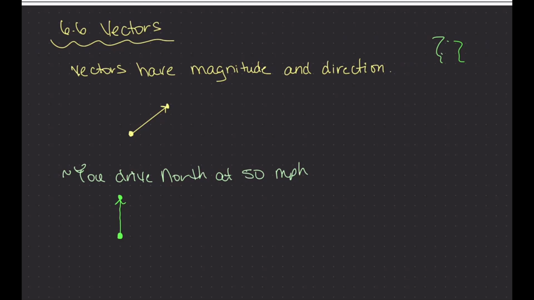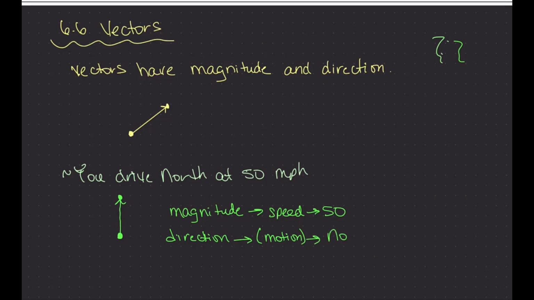So this is an example of a vector. It has a magnitude and a direction. My magnitude is kind of like, how did I get there? I got there by speed, so my magnitude in this one is based on speed. My magnitude would be 50 miles per hour. And then I also have a direction. What was my direction? North. You can even think of direction as the motion that got you there, which would be your north.